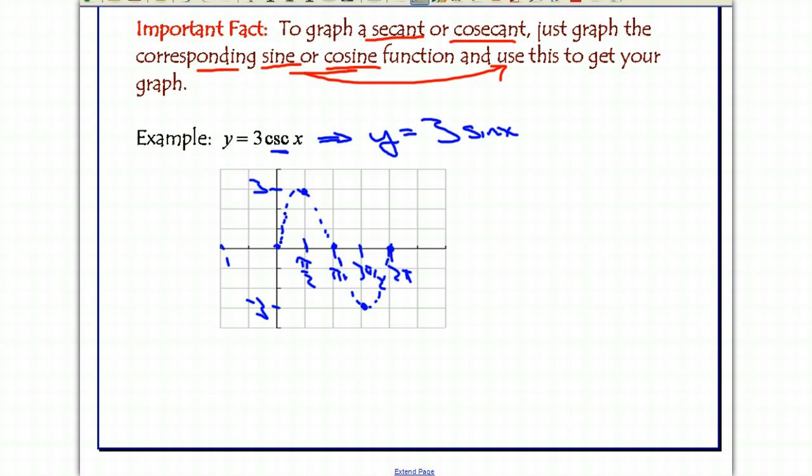Maybe I'll put another cycle on here just so you can kind of see what's going on here. And those are my guidelines. And now that I've got my sine graph, anywhere the sine graph was 0, I say, that's a vertical asymptote, because the cosecant is a reciprocal, and we can't take the reciprocal of 0. Those are supposed to be straight vertical lines. And then, anywhere there's a loop, at the top of the loop my cosecant graph moves off the top, and at the bottom of the loop it loops off the bottom, going downward.